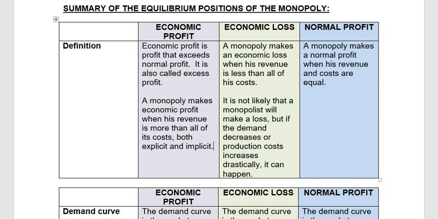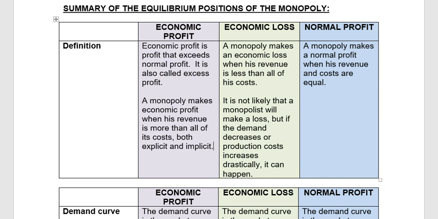Your implicit costs is the opportunity cost for the entrepreneur's inputs in the production process. So, for example, the salary he could have earned if he worked for another business instead of running his own monopoly. The implicit cost basically refers to his normal profit, the kind of salary that he pays himself to keep him in the industry. It is part of his total cost.